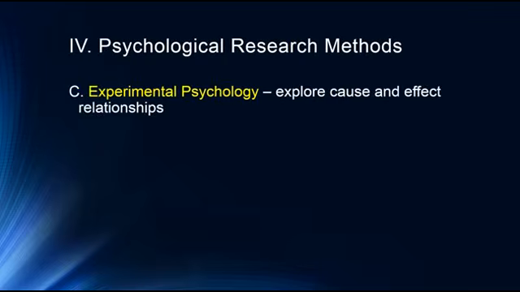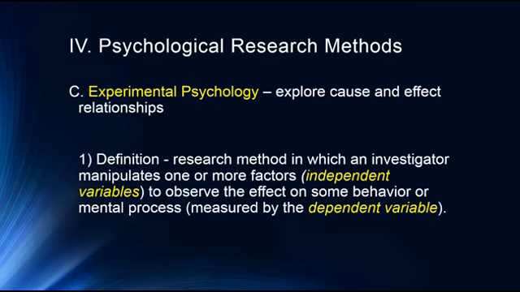So experimental psychology is where we actually conduct experiments and can explore cause and effect relationships. This is a research method in which an investigator manipulates one or more factors to observe the effect on some behavior or mental processes as measured by the dependent variable. This allows us to actually establish cause and effect relationships.